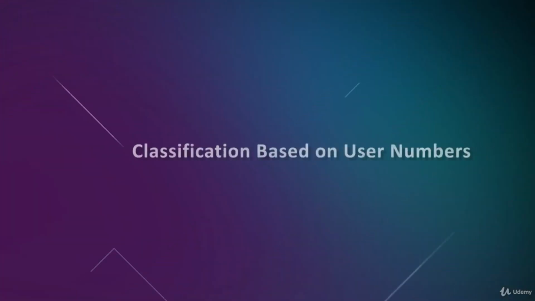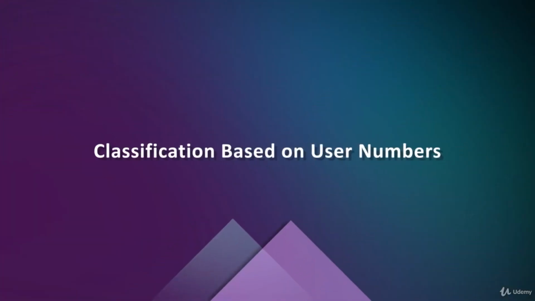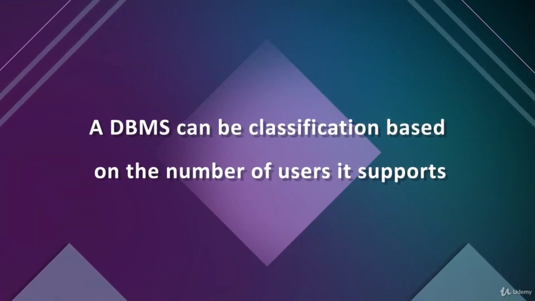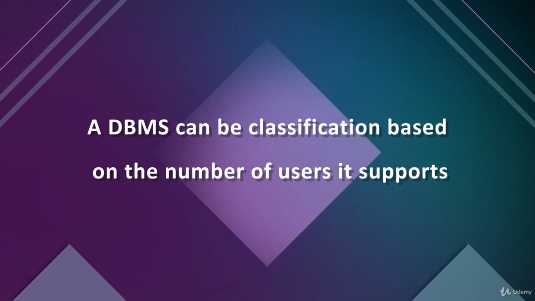And now for classification based on user numbers. A DBMS can be classified based on the number of users it supports. It can be a single user database system which supports one user at a time, or a multi-user database system which supports multiple users concurrently.